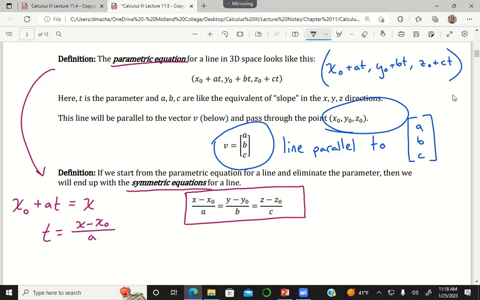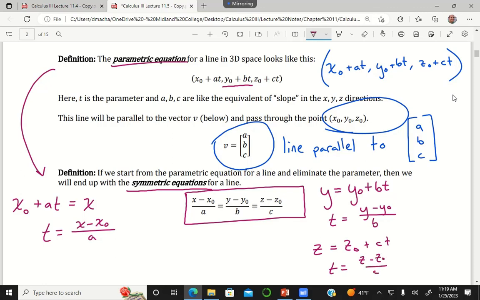I can do the same thing for y, because we know my y coordinate is given by y naught plus bt. So now if I solve for t, t is equal to y minus y naught over b. And I can do the same thing for z. So my z coordinate is given by z naught plus ct. And if I solve for t, it would be z minus z naught over c. So now all I have to do is say t equals t equals t.